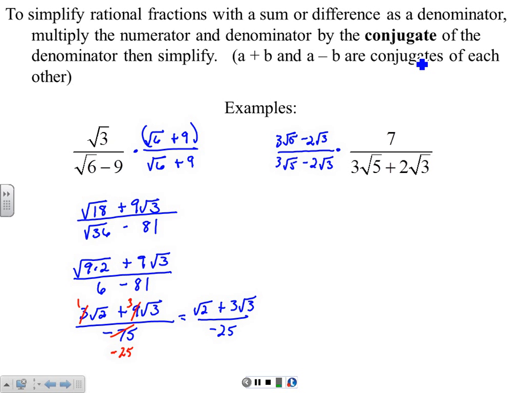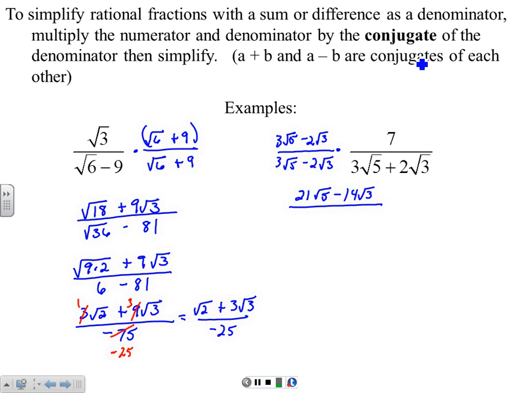Change the middle sign. So again, on the top, that's going to be the distributive property. So 7 times 3 square roots of 5 is going to be 21 square roots of 5 minus 7 times 2 square roots of 3 is going to be 14 square roots of 3 over, and again when you multiply conjugates you just multiply the first times first and last times last.